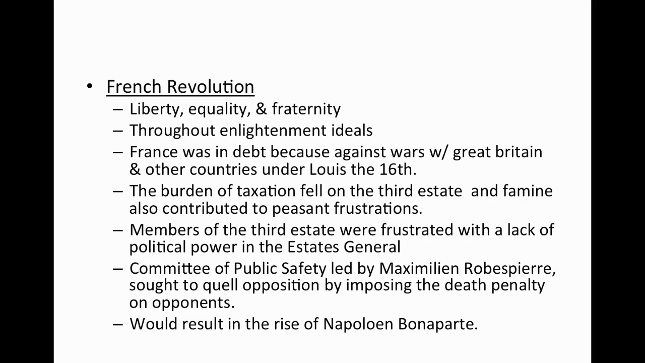The first estate would be the landowning class, the royal class. The second estate would be the clergy, and then the third estate was everyone else, right? Your merchants, your small farmers, your peasants, your laborers, and they were paying the majority of taxes. They were frustrated with the growing poverty. When it came to voting in the Estates General, each estate had one vote. So the first two estates would always outvote the third estate. That was frustrating the leaders of the third estate.